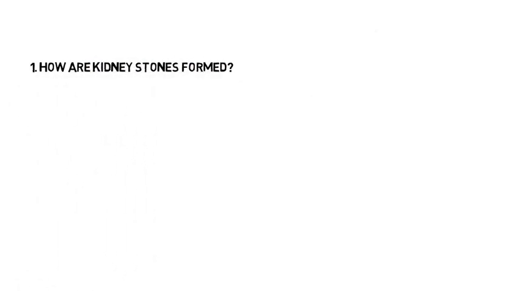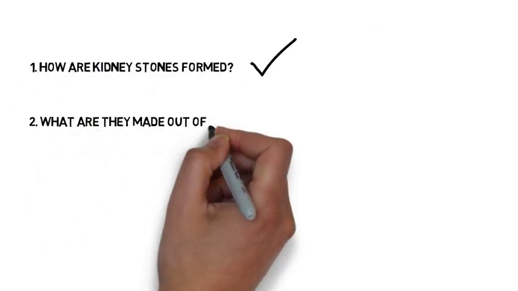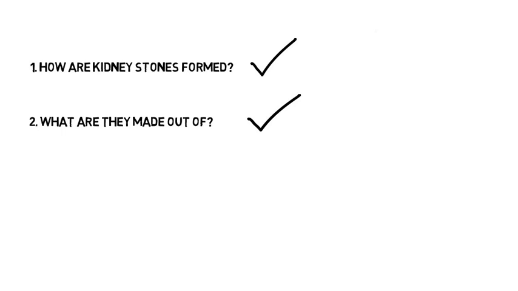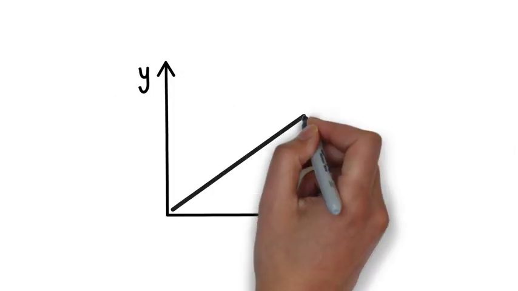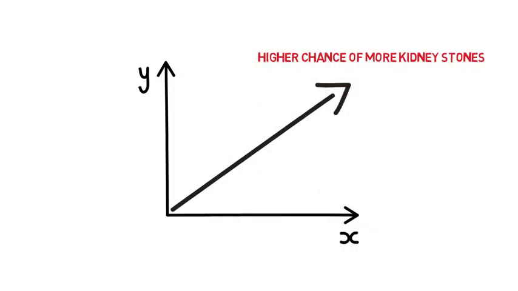So we've discussed how kidney stones are formed. We talked about what they are made out of. So now, how can we prevent them from having them in the future? If you've already had kidney stones, you're at higher risk of getting them again if your lifestyle does not change. Here are some ways you can reduce the risk.